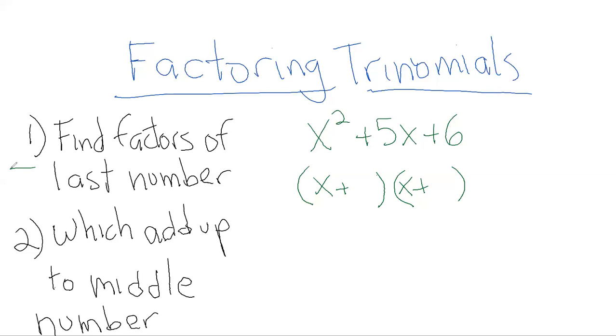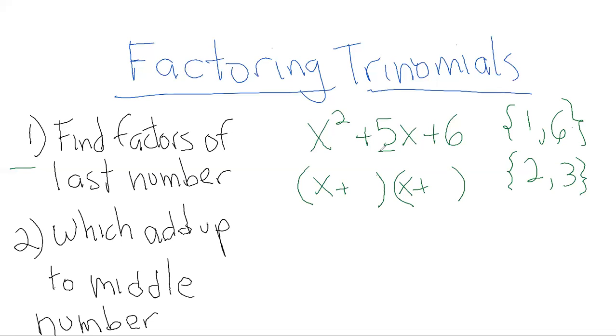The factors of 6 can be 1 and 6, because 1 times 6 is 6. It can also be 2 and 3, because 2 times 3 equals 6. So these are my two sets only of factors for the number 6. Okay, so we need to choose the set that when we add, and in some cases subtract, but in this case it's all adding, they add up to 5.